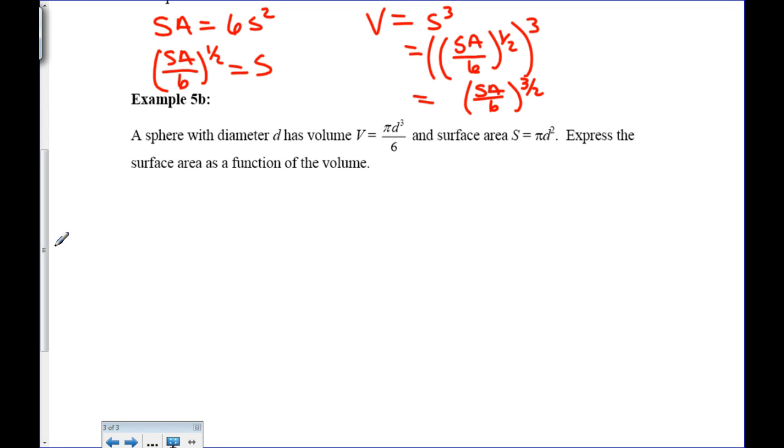Okay? We are down to the last one now today. A sphere with a diameter d has volume V equals pi d to the third over 6 and a surface area of S equals pi d squared. Express the surface area as a function of volume. So what we need to do is get S, and we're going to solve for d with the surface area one first, okay? Wait, no. We're expressing surface area in terms of volume, so I need to solve for d in the volume.